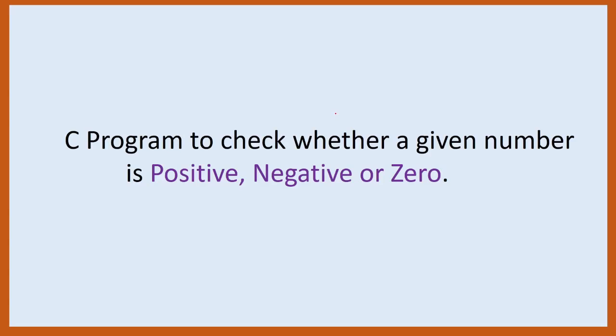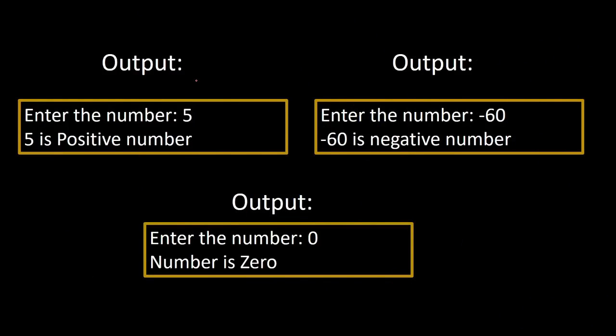Hi guys, in this video we will understand a C program which will check whether a given number is positive, negative or zero. So let's understand this. The output that we want is we should be asked a number. Suppose we enter 5, and as you know 5 is a positive number, so we should get the output as 5 is positive number.